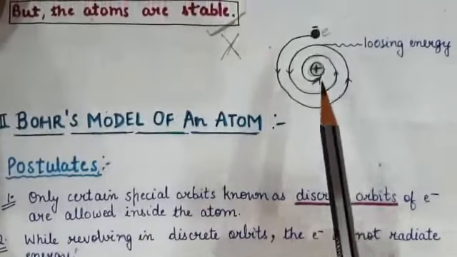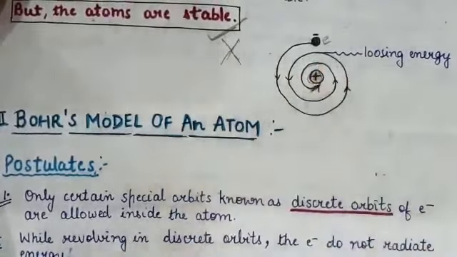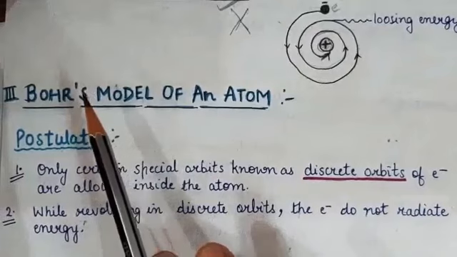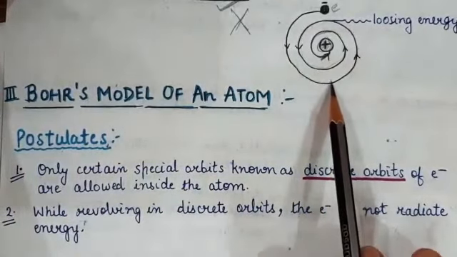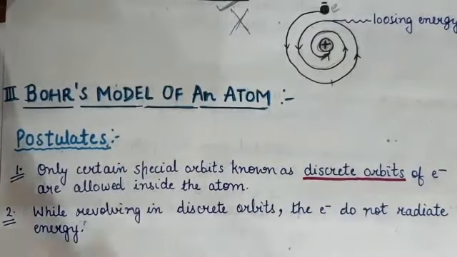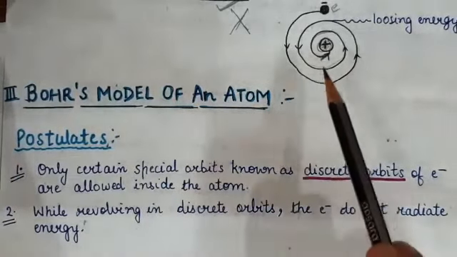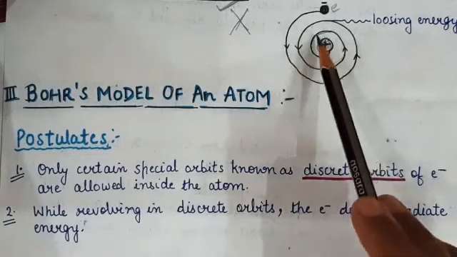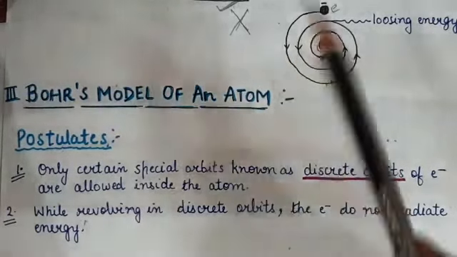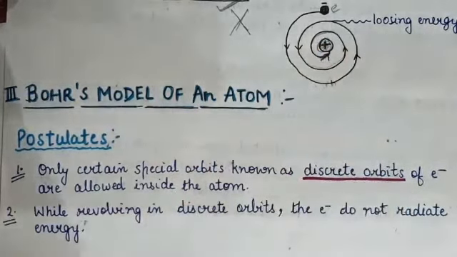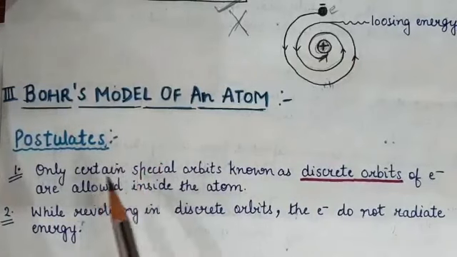In Rutherford's model, the electrons were revolving in all the orbits. But according to Bohr, there are only spatial, discrete orbits in which the electron will revolve and not release energy. And if it does not release energy, it will not fall into the nucleus. It means the atom is stable. So Bohr's model was acceptable.